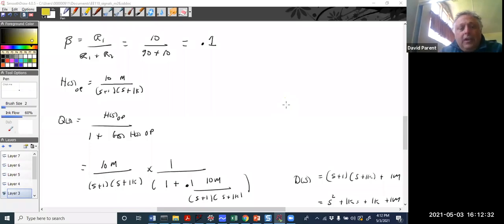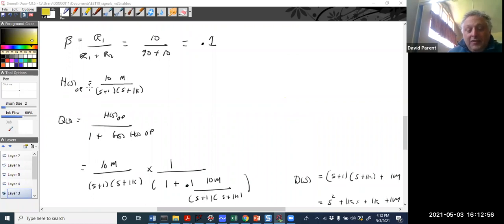All right, so here's a rough solution. Basically, beta is R1 divided by the sum of the two resistances. So you don't even need the units. It's 10 divided by 100.1. If you get that wrong, then the over, under, and critically damped would be wrong.